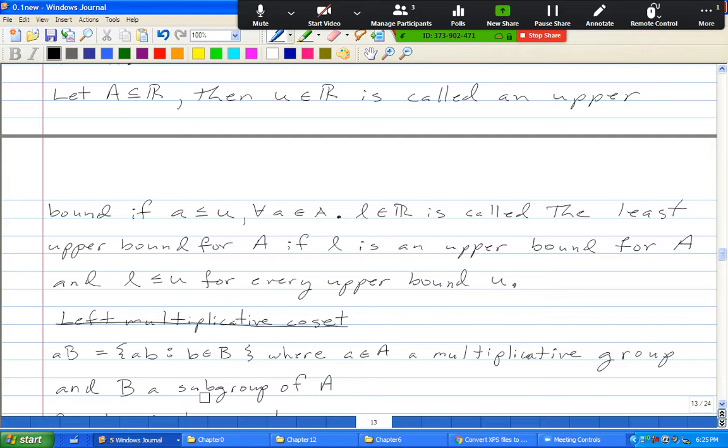Let me give you some notation. And I'll do this as a left multiplication coset. Of course, right is also true, but I'll write it as left just because I do. So let A times B be the set of all a times b, where b is in the set B, where A is in set A, is a multiplicative group, and B is a subgroup of A.